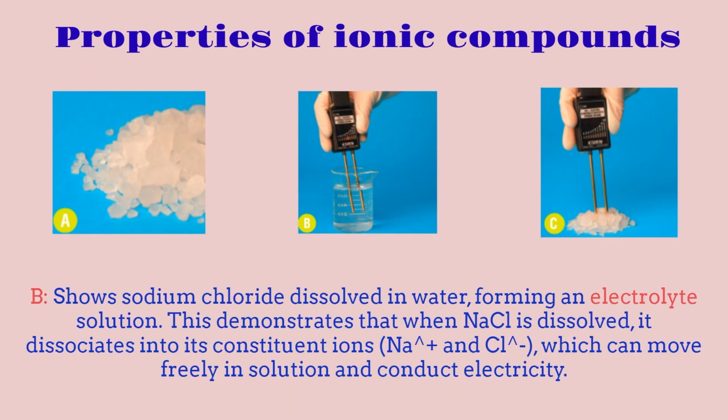So moving on to our second picture, B shows sodium chloride dissolved in water, and it forms an electrolyte solution. And this demonstrates that when NaCl is dissolved, it dissociates into its constituent ions, which means Na+ and Cl-, which can move freely in solution and conduct electricity. So another property of ionic compounds is that they conduct electricity.